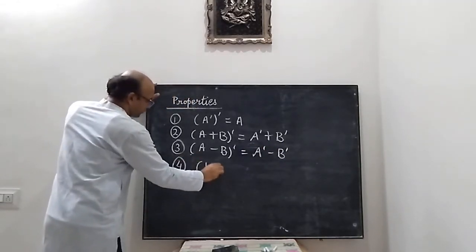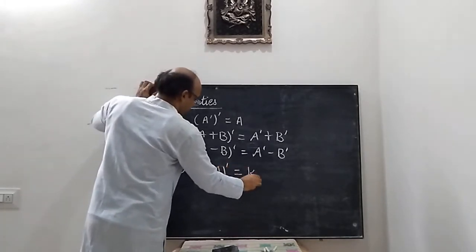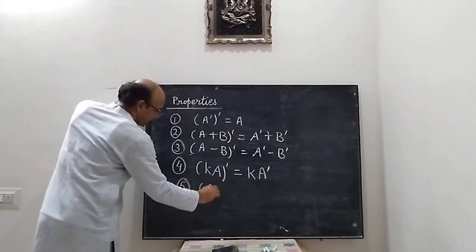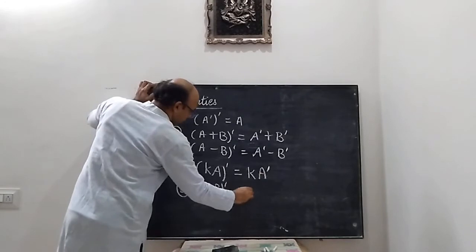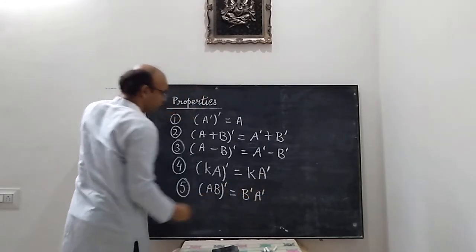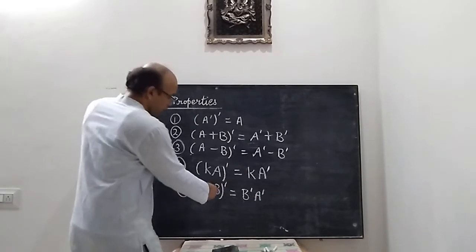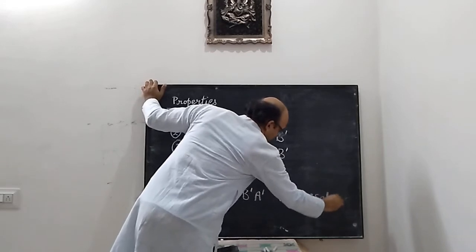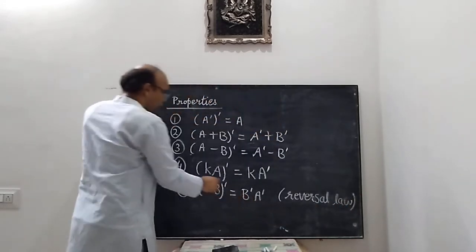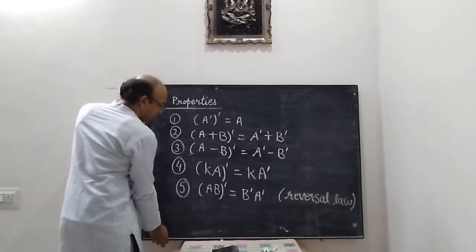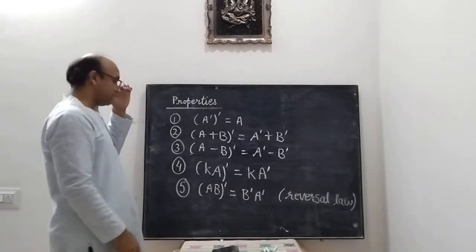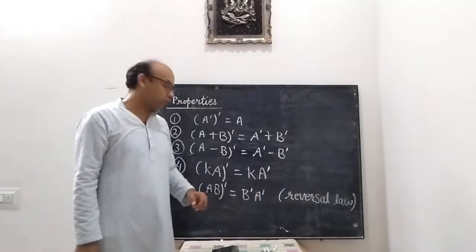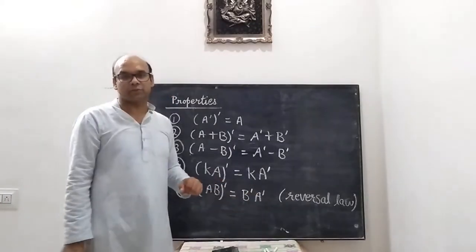Then you have K times A whole transpose is K times A transpose. And then the last one, that is AB whole transpose, is equal to B transpose into A transpose. This last law is basically called the reversal law. What reverses? The order of the matrices. If you are taking AB whole transpose, then we take the transpose of B, we take the transpose of A, and then we multiply B transpose into A transpose. Please do remember this property, this is very important.